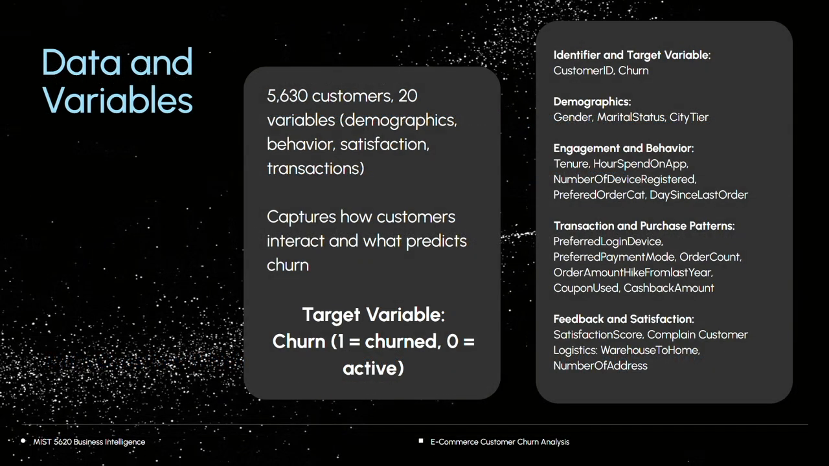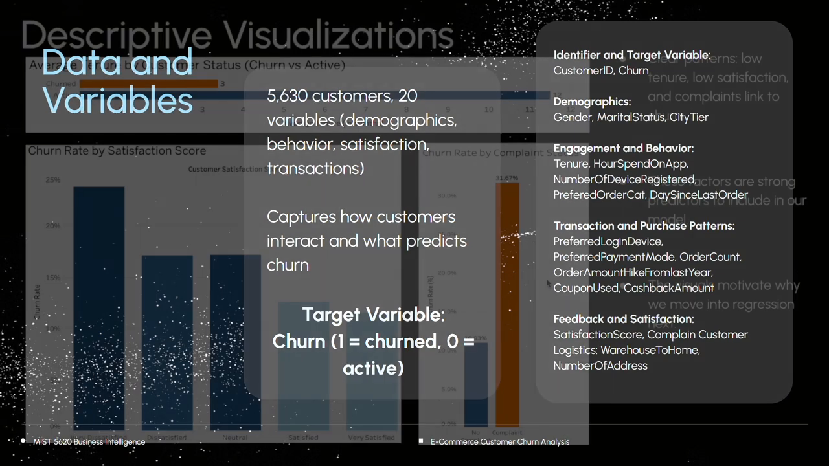On the slide, I'm just going to go over some of our data and variables. Within our dataset, we had 5,630 customers with 20 variables spanning across demographics, behavior, satisfaction, and transactions. These variables help us figure out how the customers interact with the e-commerce site and which of these variables can predict churn. Our target variable is churn, with 1 equaling churned and 0 equaling active. Some of the main variables that we looked at were gender, tenure, satisfaction score, and customer complaints.